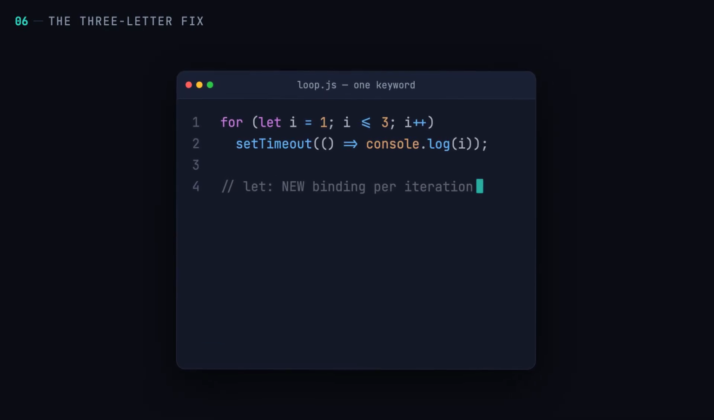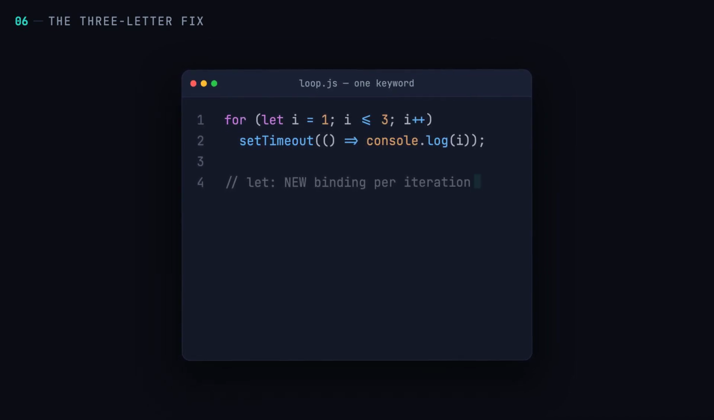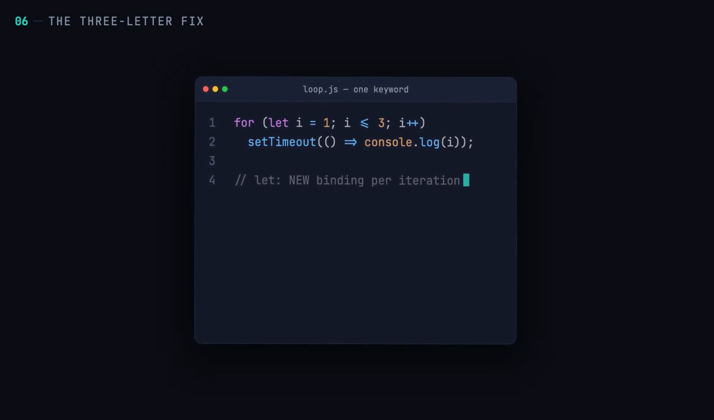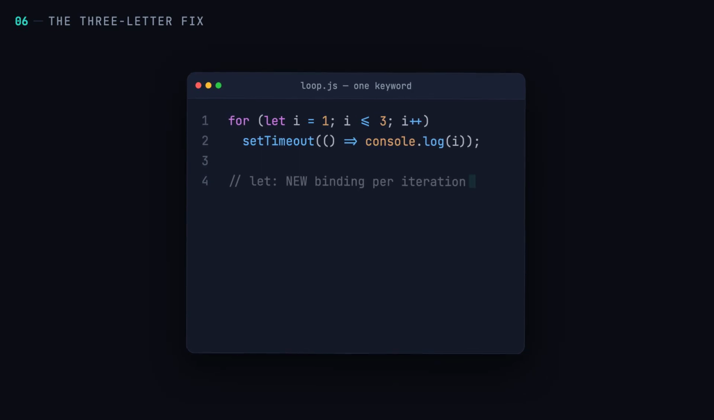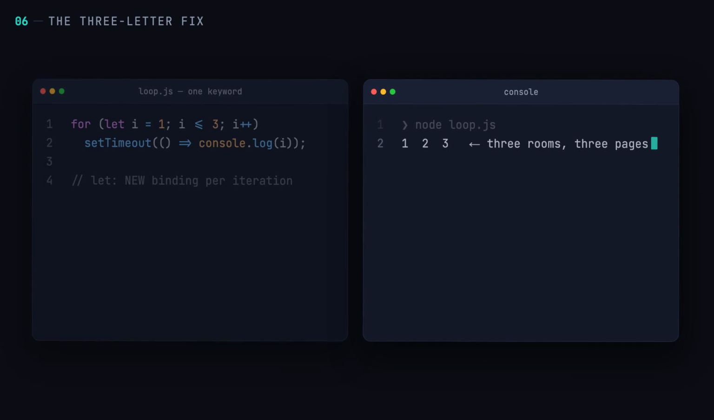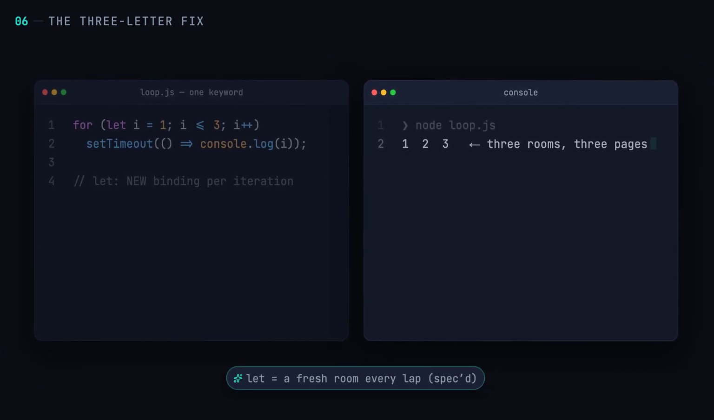Change var to let. That is the entire fix. Because let gives every lap of the loop its own fresh room with its own page of i. The spec literally rebuilds the bindings each iteration. 3 laps, 3 rooms, 3 pages. Frozen at 1, 2, 3. Same code, 1 keyword, bug gone. Var versus let was never a style choice. It is one shared page versus a page per lap.